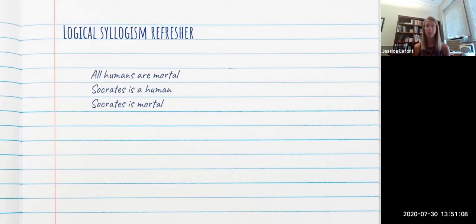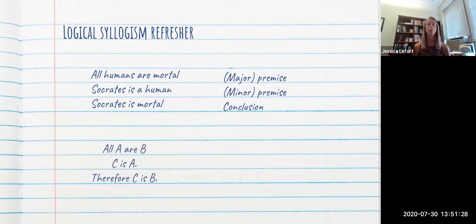So here's the quintessential logical syllogism. All humans are mortal. Socrates is a human, therefore Socrates is mortal. All humans are mortal is the major premise, the sort of universal truth. Socrates as a human is a minor premise. It is the factual assertion, and Socrates is mortal is the conclusion that you can draw from these premises. If we were to diagram this with letters, it would be all A is B, C is A, therefore C is B.